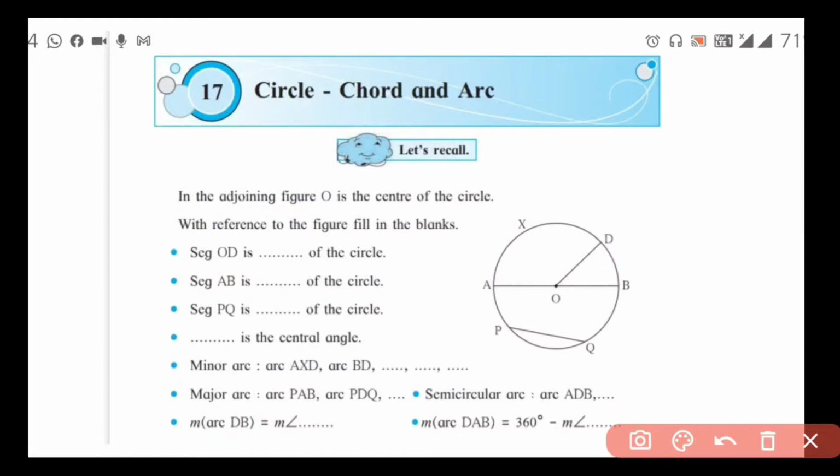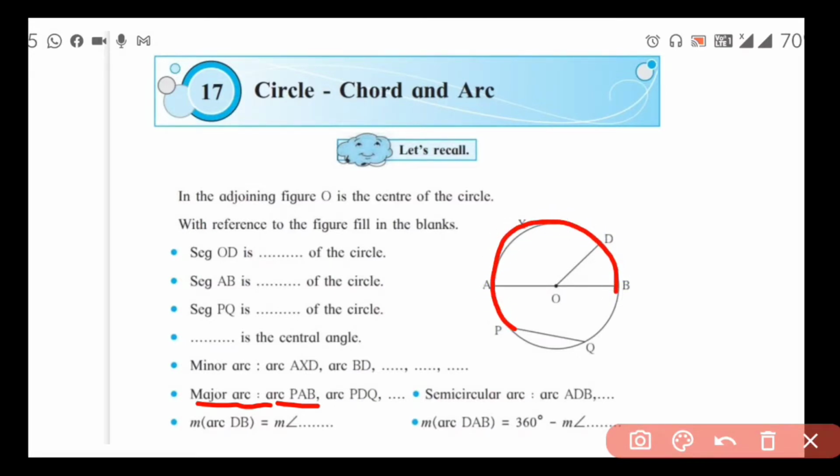Now we have to write three more names of arcs. So arc BQ is also smaller than semicircle, and that's why arc BQ also can be written as the minor arc. Then arc PQ is also the minor arc, and then arc AP is also the minor arc. In this way we can write the names of minor arcs. Now we have to write the names of major arc. So arc PAB is given. So let us see where it is. PAB.